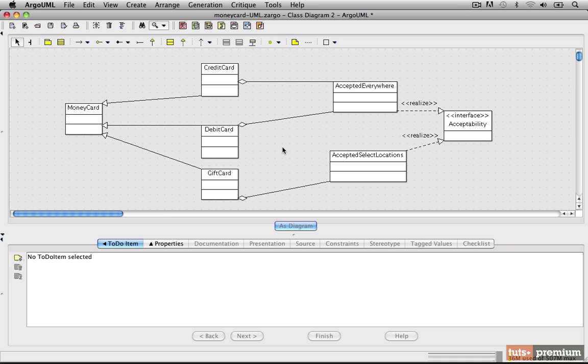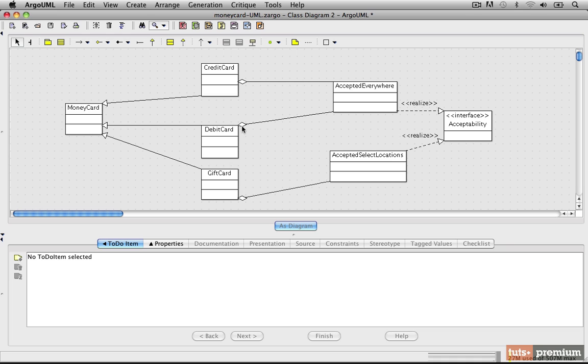So here's a UML diagram that I created of the relationships between the classes in our MoneyCard program. Now in the next lesson, I'll show you how to actually use this program to create a UML diagram. But for now, we're just going to take a look at the notation so that we can learn how to read the diagram. So each class here is represented by a square with the class's name on it.